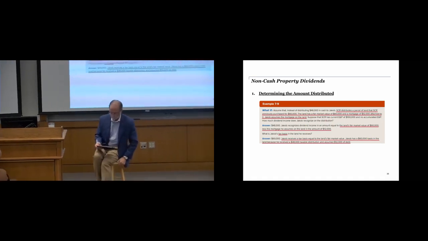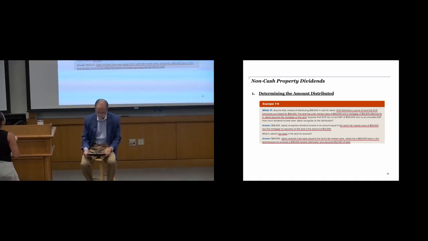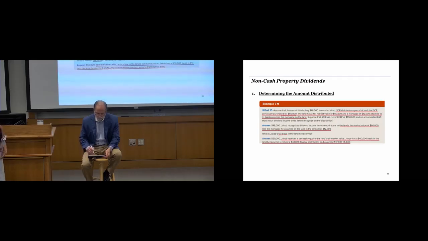So in this example, we're assuming that instead of distributing $48,000 in cash to Jacob, STR distributes a parcel of land that they previously purchased for $60,000. The land has a fair market value of $60,000 and a mortgage of $12,000 attached to it. Jacob assumes the mortgage on the land. Suppose that STR has current E&P of $100,000 and no accumulated E&P. How much dividend income does Jacob recognize on the distribution?